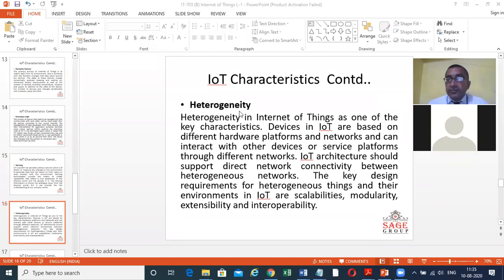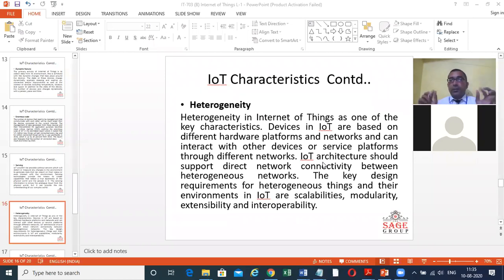Then next is heterogeneity. Heterogeneity means the Internet of Things has this as one of its key characteristics. Devices in the IoT are based on different hardware platforms and networks, and can interact with other devices or services platforms through different networks.